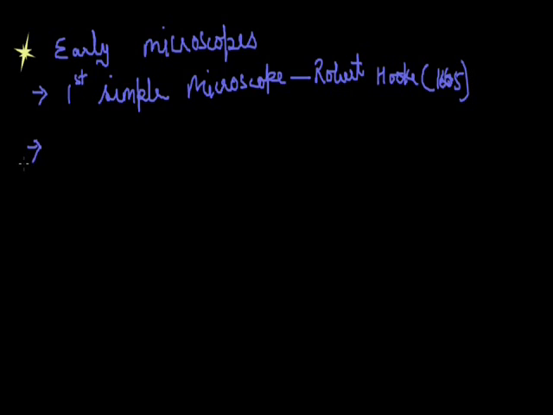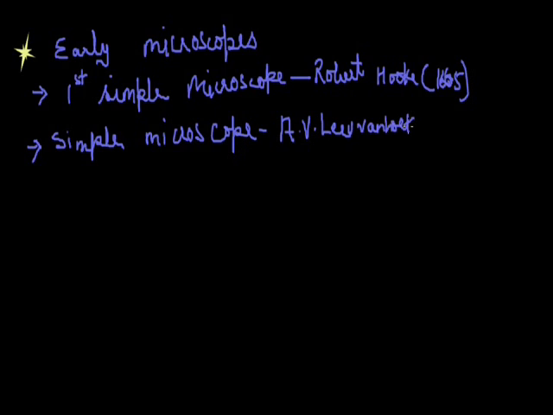Another simple but more powerful microscope was built by A.V. Leeuwenhoek in the year 1672. The first compound microscope, which is used in schools, was built by F. Jansen and Z. Jansen.